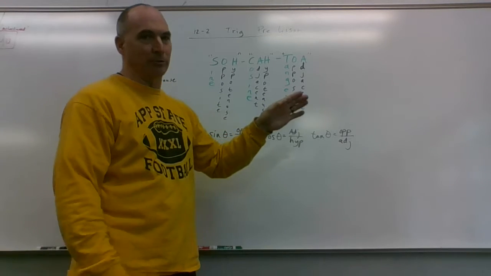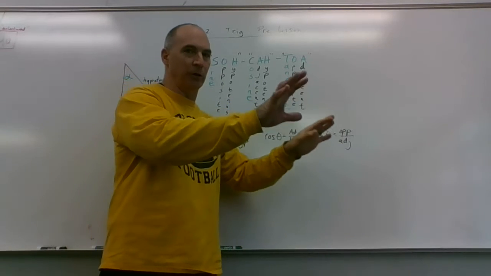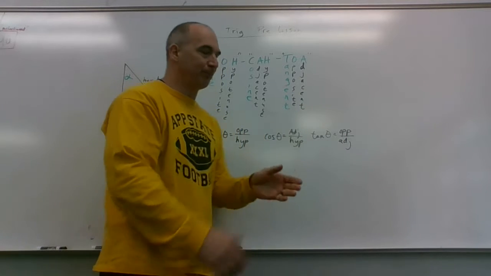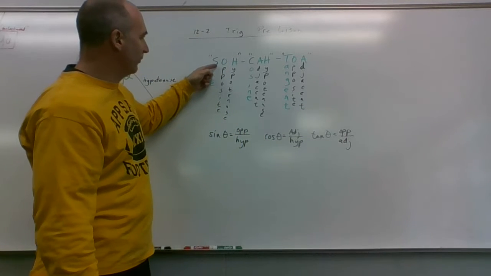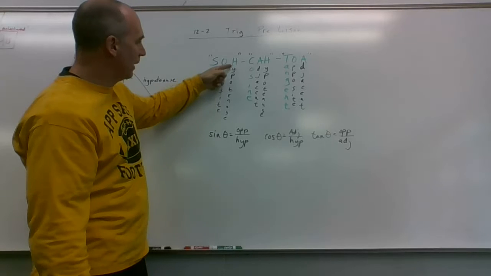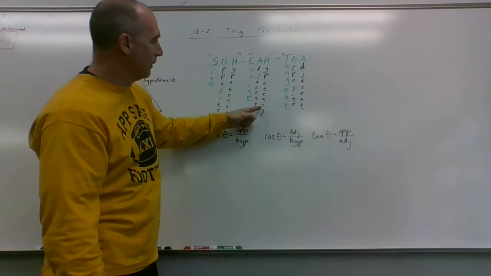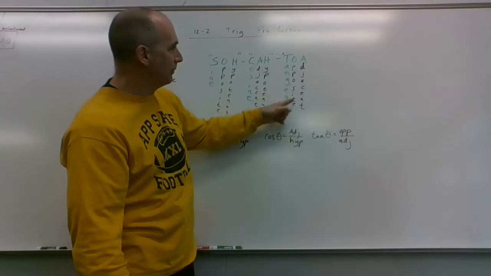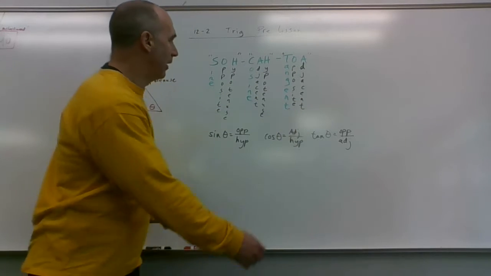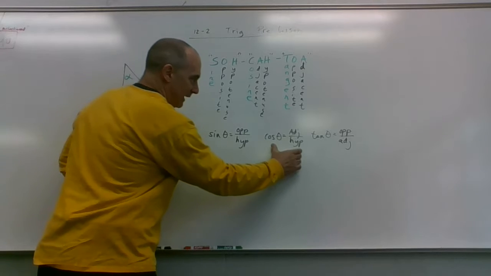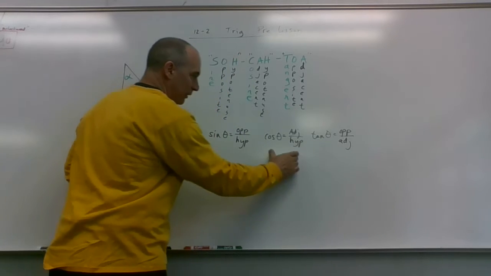Now, by definition, I'm just going to throw some words at you. You'll understand them, I promise. Sine is defined by opposite over hypotenuse. Cosine is defined by adjacent over hypotenuse. Tangent is defined by opposite over adjacent. I've written it like this because this is truly the way you're going to deal with it.